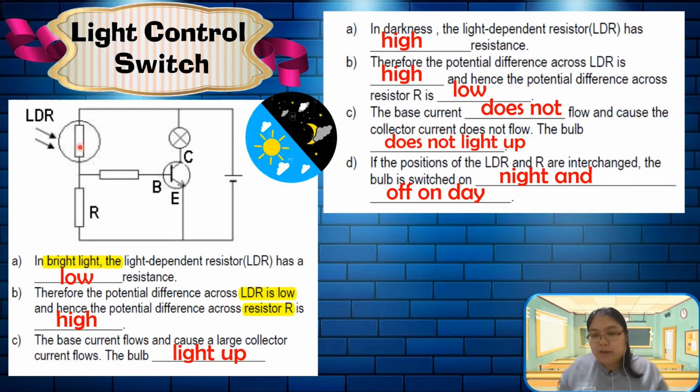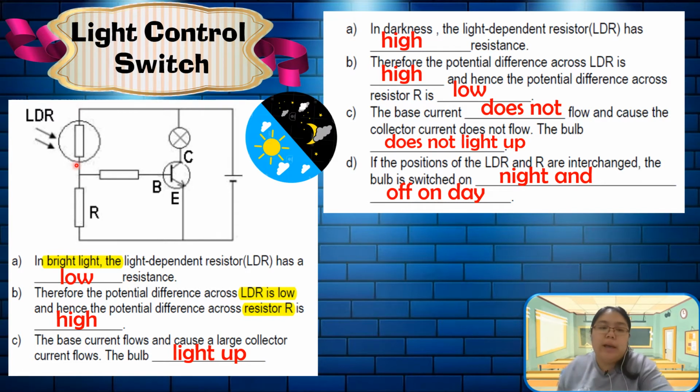We get different functions. First, we need to know the characteristics of the LDR. The first characteristic you need to know is that during bright light, that means during the day, the LDR has low resistance. So the LDR has low resistance during the day. When it is night, there is no bright light, it becomes dark, and the LDR resistance is high. So that means the LDR has controllable resistance, not a fixed one.